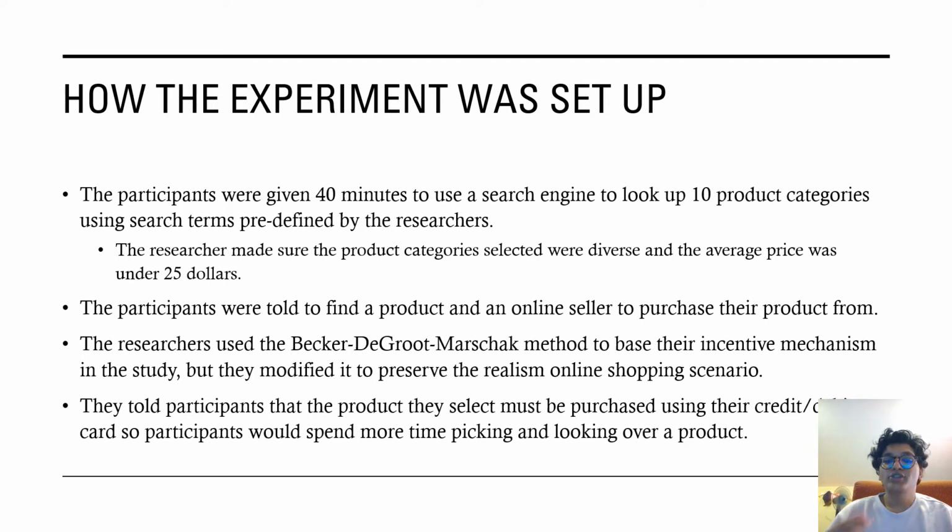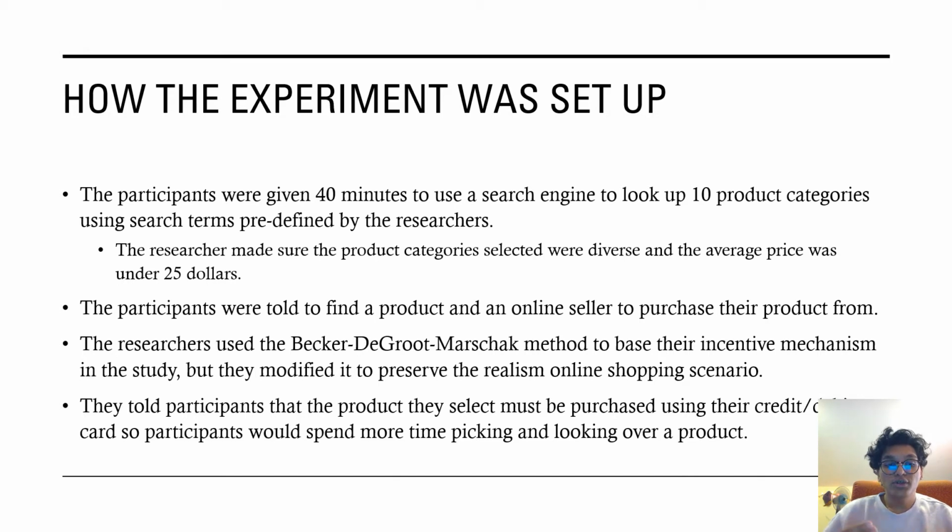The researchers made sure the product categories selected were diverse and the average price was under $25. They did this because they wanted to make sure that the products that the consumers chose were highly influenced by the ads and non-ads results and not by the prices or how good a product is. The participants were told to find a product and an online seller to purchase their product from.